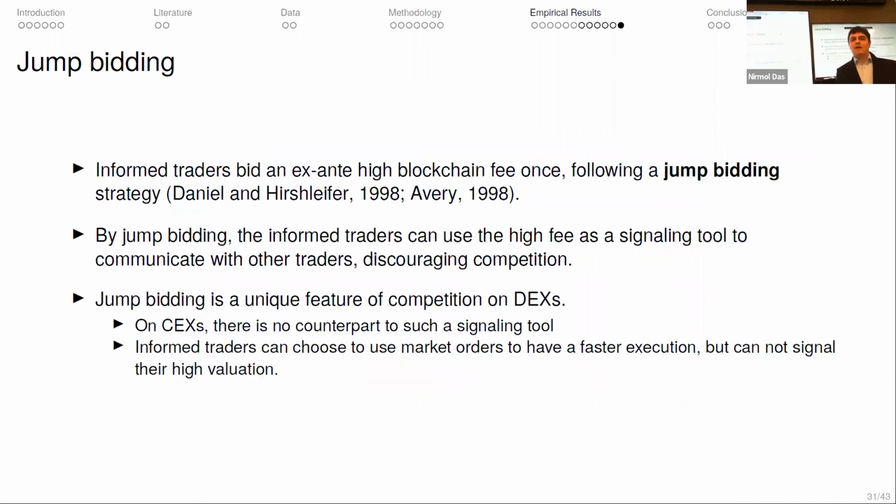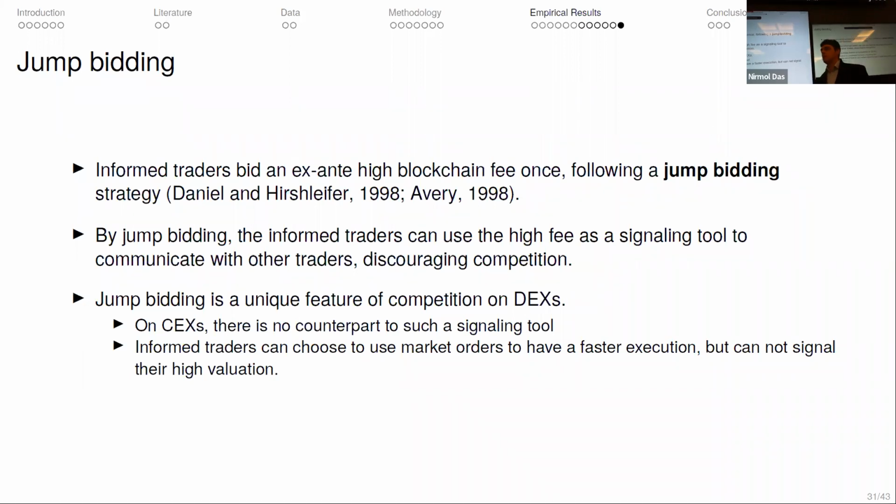And so what is going on is that they are bidding according to a jump bidding strategy. They bid a very high blockchain fee just once to discourage others from doing the same. So it's like a signaling tool to communicate to other traders: look, don't try to compete with me, because I really have to get executed, and I'm willing to bid so high that you will be discouraged from doing that. That's typically the type of bidding strategy that we are observing.